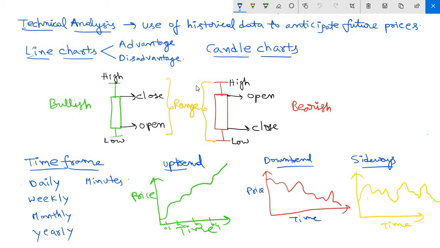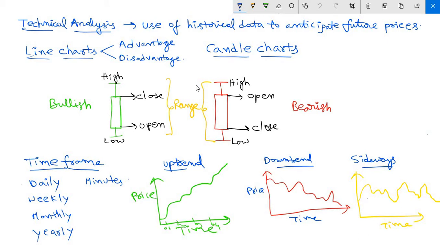We have already discussed in the previous videos what a stock is, and how the stock price changes, and so on. Now in this video, let's start with what technical analysis is, and why it is needed. First of all, there are two ways of analyzing stock prices: one is technical and one is fundamental analysis. We'll not go into fundamental analysis, we'll only stick to technical analysis in this video.